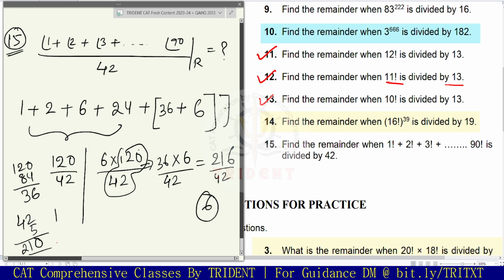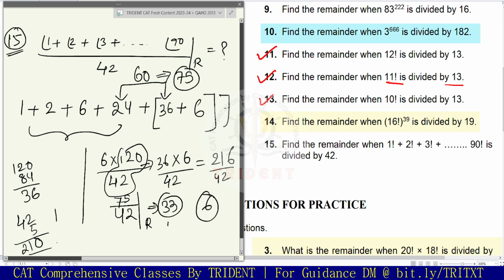Let's just see what I'm getting. So this is 24 plus 36, that is 30, 20, 50, 60, 66, 72, 74, 75. So I'm getting a 75. 75 gets divided by 42. The remainder is 33. So this should be the answer. 33 should be the answer.